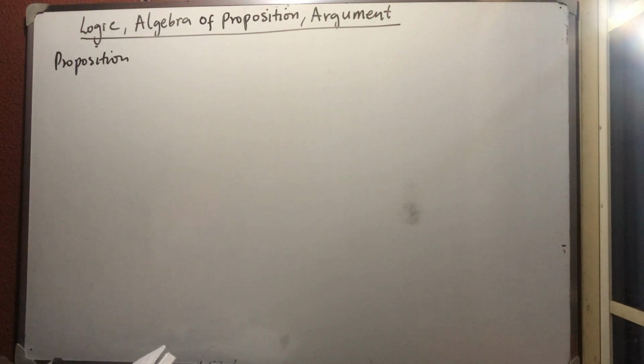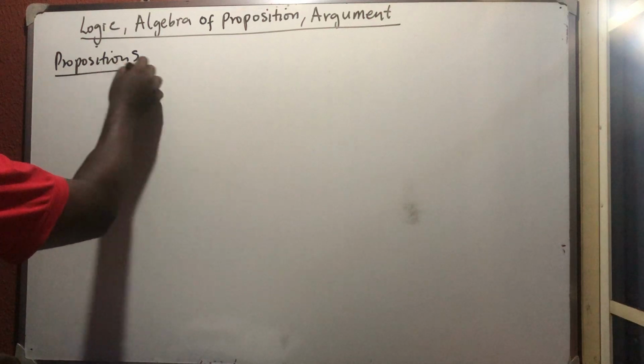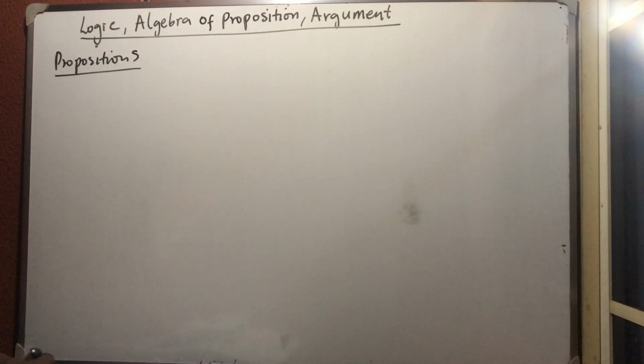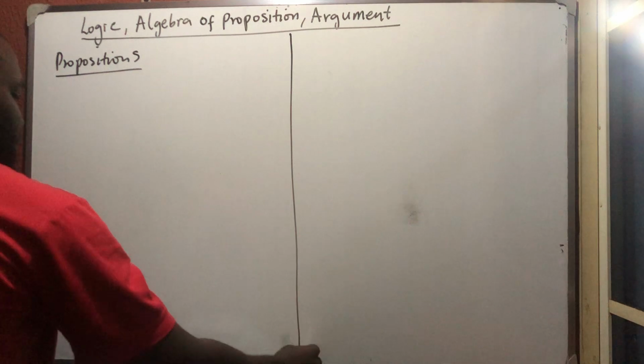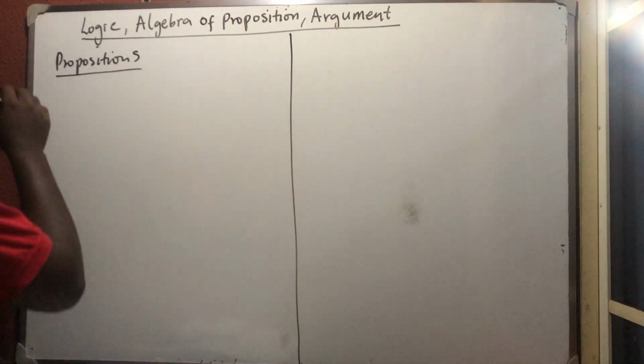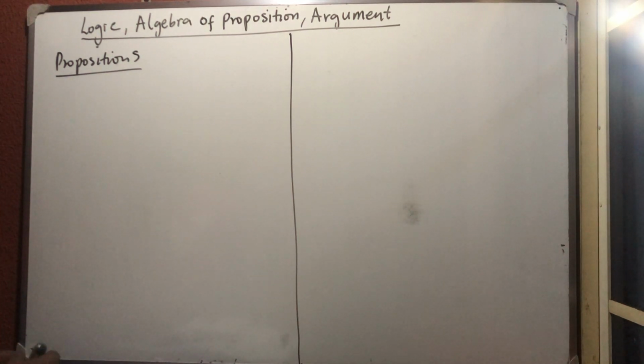Now, in proposition, we say that a statement is a sentence or a group of words that is either true or false, but not both. What is a statement? A statement is a sentence or group of words that is either true or false. Please write it down. Before we say that something is a statement, it is either true or false, but not both.